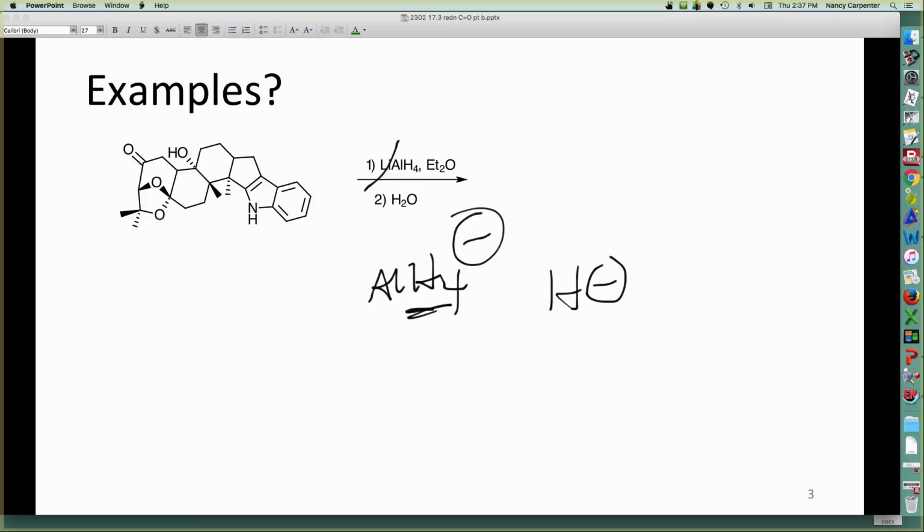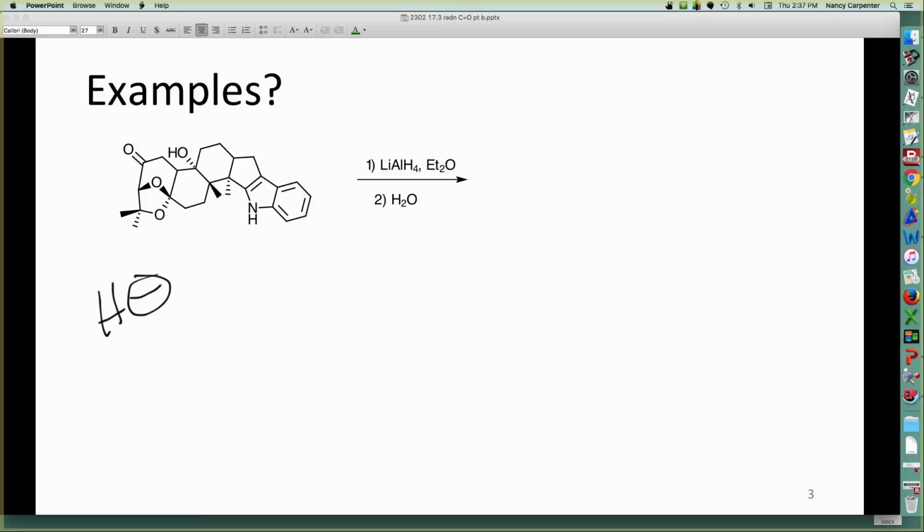And frankly, we got electrophiles up the wazoo here. We've got an acidic hydrogen on the nitrogen. We've got an acidic hydrogen on my hydroxyl group. And of course, we have chapter 17's electrophile, that ketone. So what's the story? Well, the story is that actually we're going to reduce the ketone.